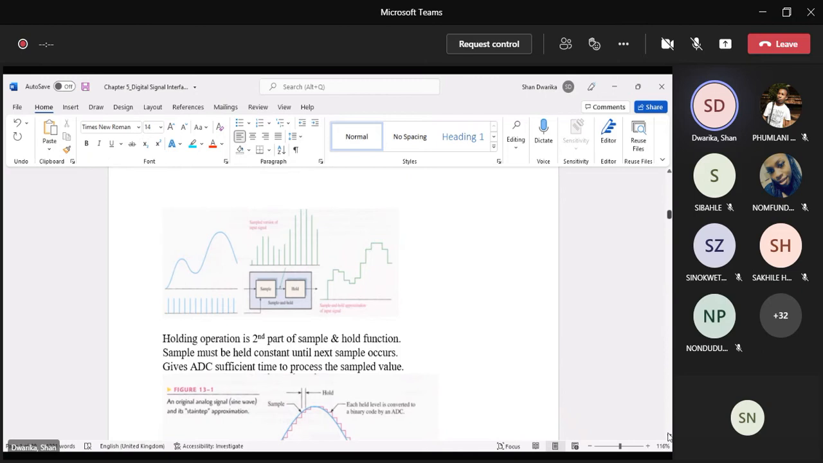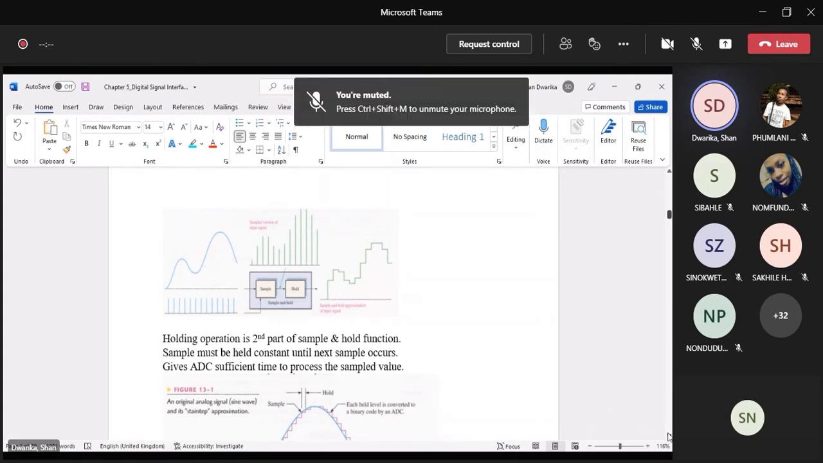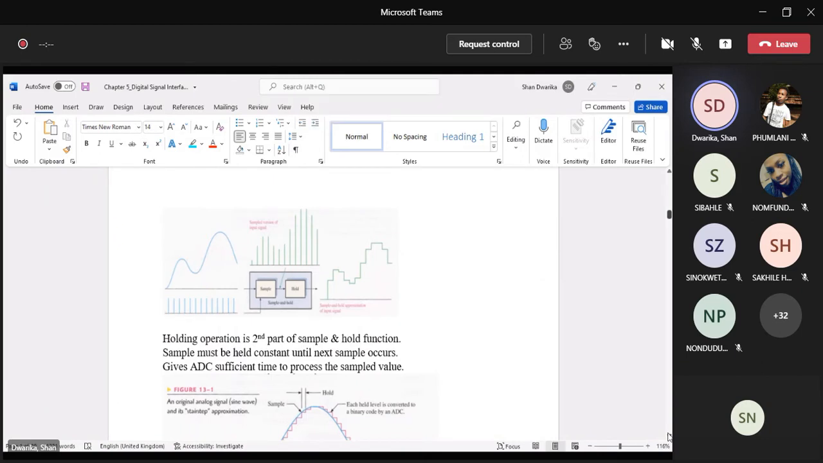Okay, so here's a sample and hold circuit. What's happening on the left-hand side, you can see that the analog signal is sampled at specific frequencies. That's your sampling frequency. And in the box there on the top, you can see those are the discrete values of your analog signal. And once we convert those discrete values into a step signal, which is on the right-hand side, you can see that those are the values that must be sampled. The holding operation is the second part of the sample and hold function. The sample must be held constant until the next sample occurs. This gives the ADC sufficient time to process the sample value.